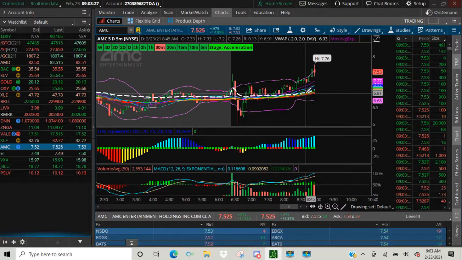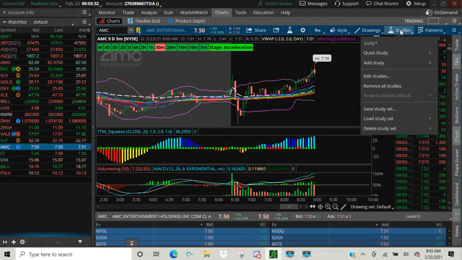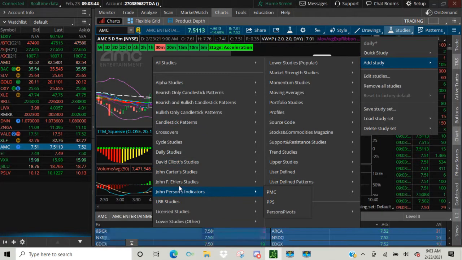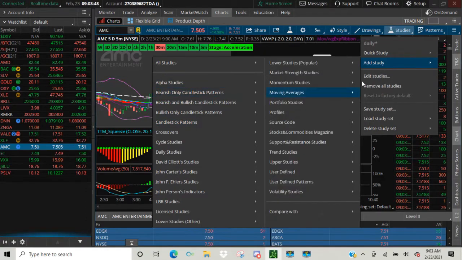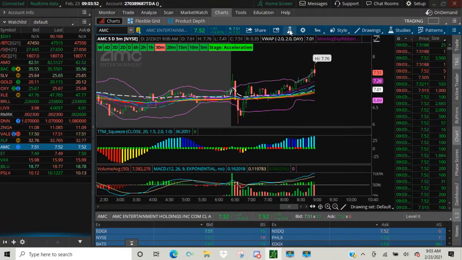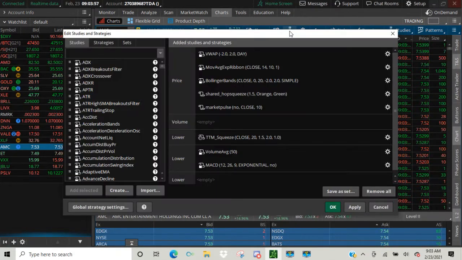You can find this under studies. Anywhere that you see studies, you can go ahead and add a study. As you can see, they've got it listed by all kinds of stuff: upper studies, lower studies, listed by the creator's name, all kinds of ways to look for other studies. And always remember, anywhere that you see a chemistry beaker, you can add studies. So that would be with that one right there.